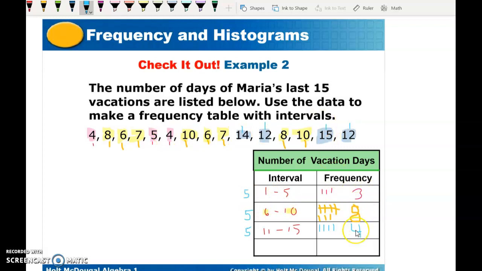And as long as you make sure to include all of the numbers. And we know there should be 15 numbers, right? Because she told us there's 15 vacation days. So this column here should add up to 15. So 3 plus 8 plus 4 is a total of 15. So yours may look a little bit different than mine, but that's okay.